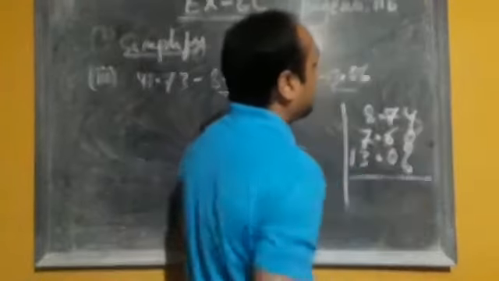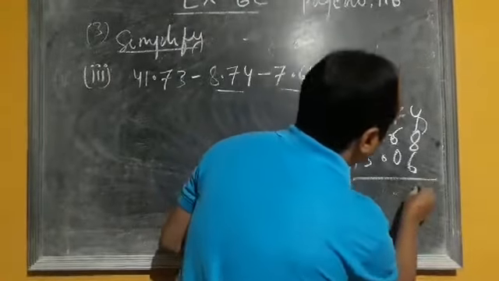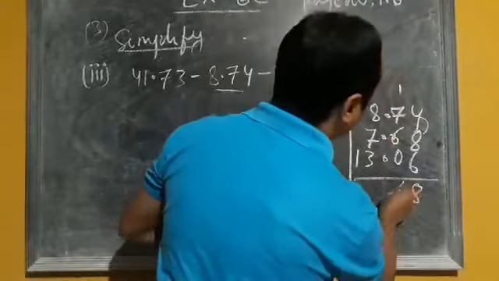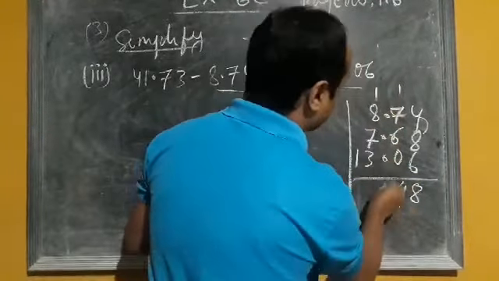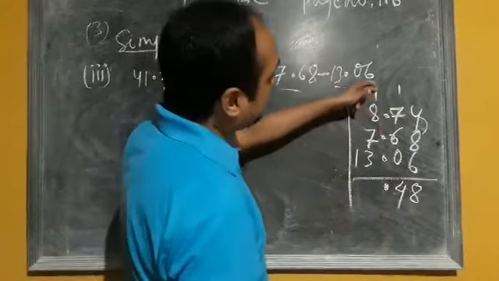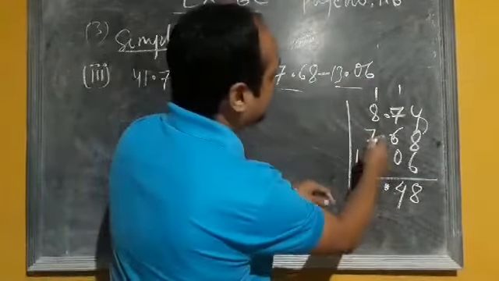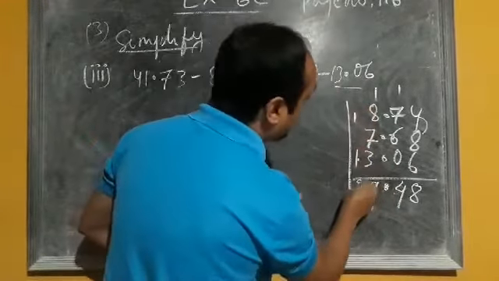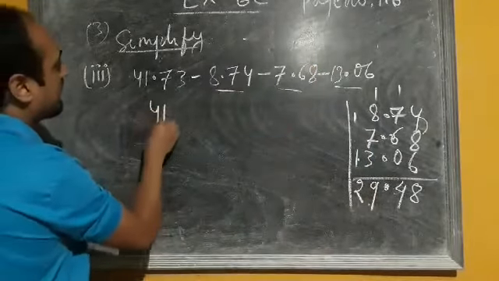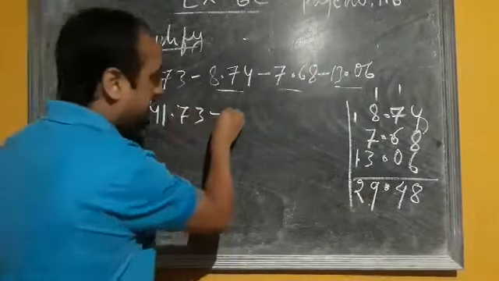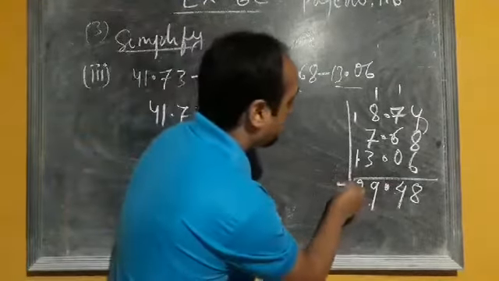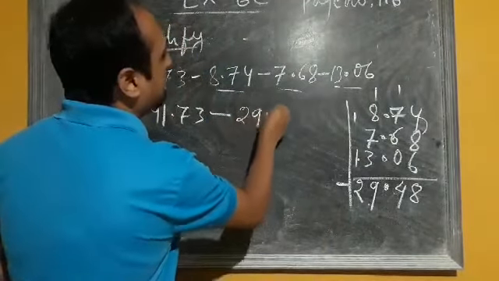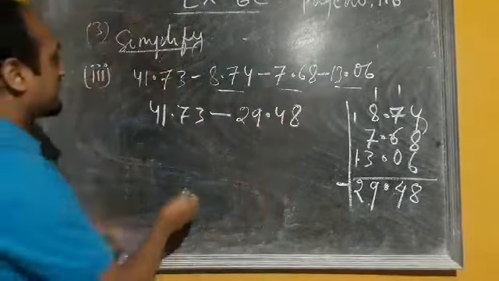So first we will add these numbers. So 8 plus 4, 12, 12 plus 6, 18, 8, carry 1. 7 plus 1, 8, 8 plus 6, 14, 4, carry 1. Point, 8 plus 1, 9, 9 plus 7, 16 plus 3, 19, 9, carry 1. 1 plus 1, 2. So how much are we getting here? 41.73 minus, okay. After adding these numbers, what sign do we have to put? We have to put minus. So minus 29.48.